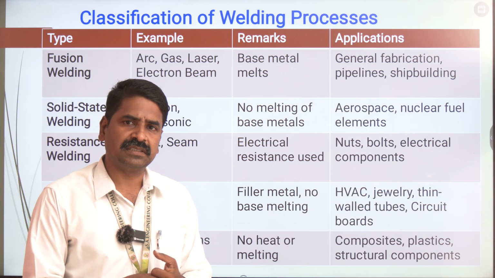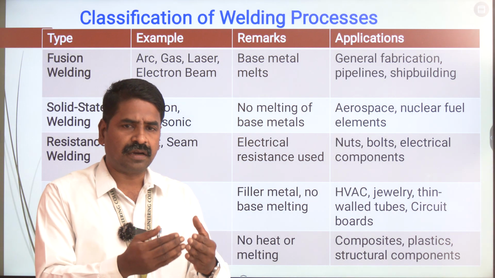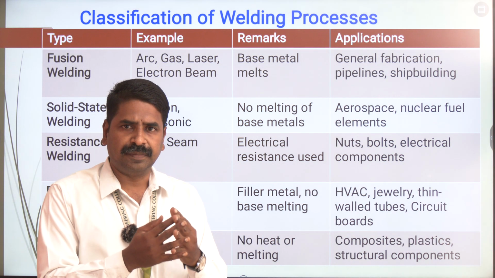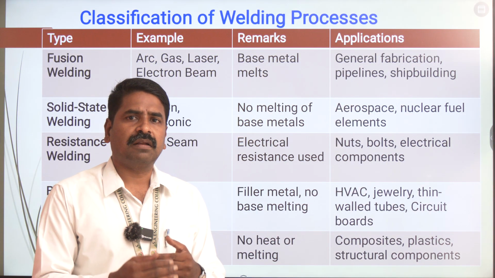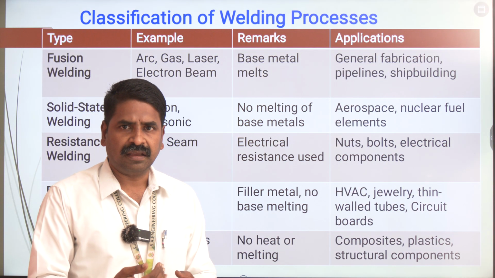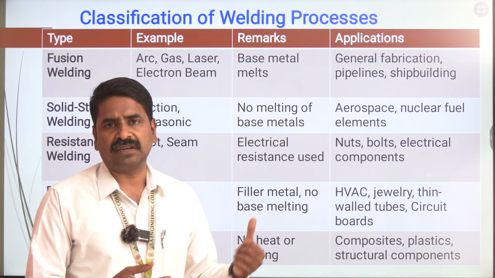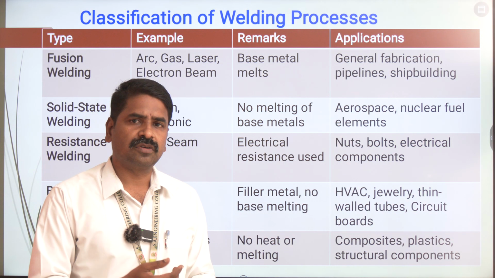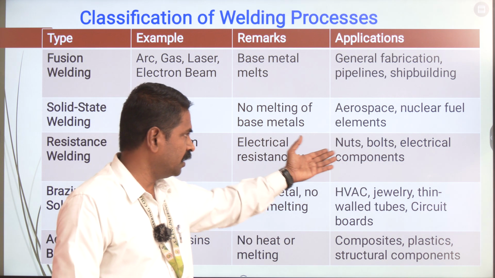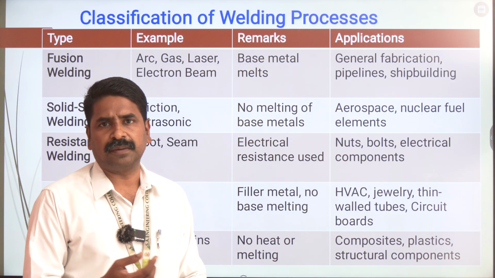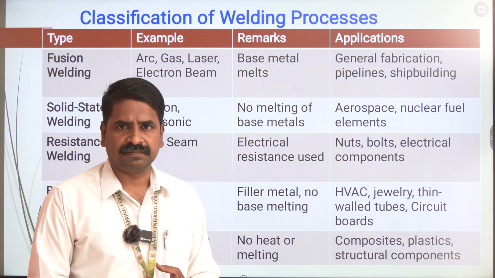And third comes your resistance welding. Here, how is the welding going to take place? Here the joining of the two metal plates, or joining of the materials, happens with the help of electrical resistance. By applying electrical resistance, the materials are going to join with one another, and that is called resistance welding. The best examples are spot welding, seam welding, etc. And where do they find applications? They find applications in the fabrication of nuts, bolts and various electrical components.